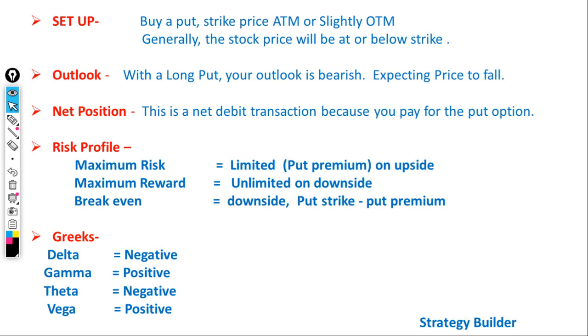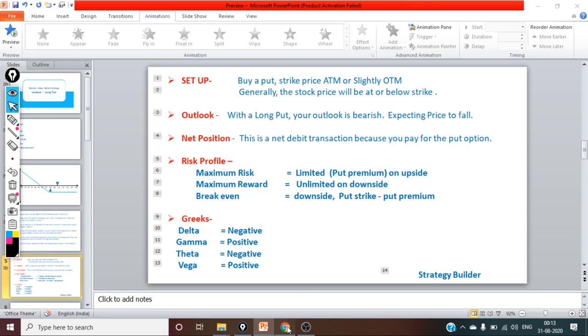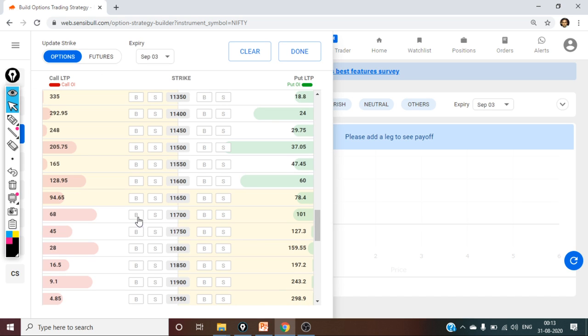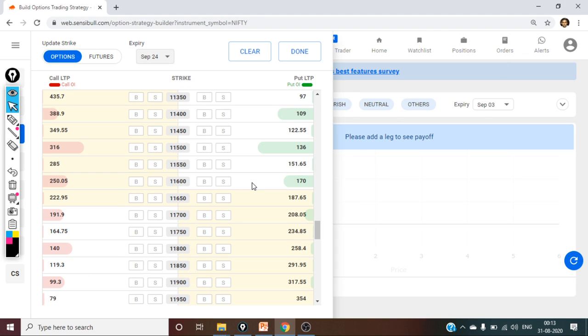Let's go to the strategy builder for more clarification. That is our strategy builder. Let's see, Nifty is trading around 11,650, so that is the ATM strike. Let's say for example we are going to take a monthly option to trade. Nifty is around 11,650, that is the ATM strike.